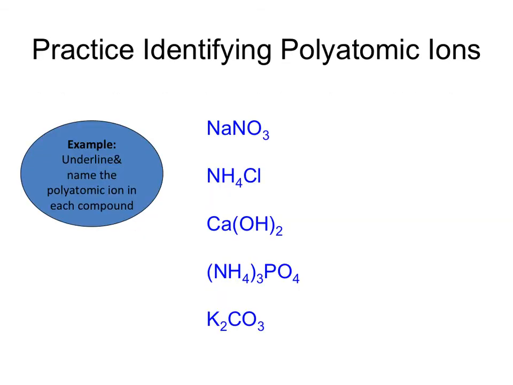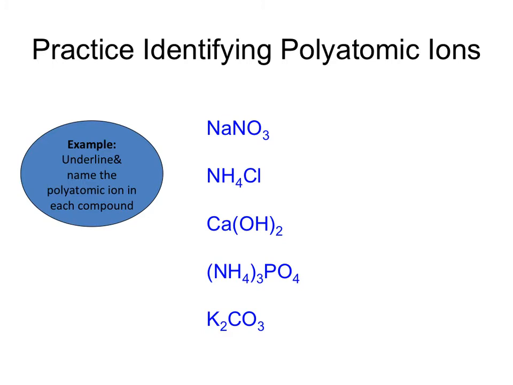Okay, so we're going to get some practice identifying polyatomic ions. Make sure you have your reference sheet in front of you. We're going to underline and name the polyatomic ion in each compound. Remember, we're looking for parentheses. Inside the parentheses will be the polyatomic ion. We're looking for the ammonium ion, which will only be found in the front.